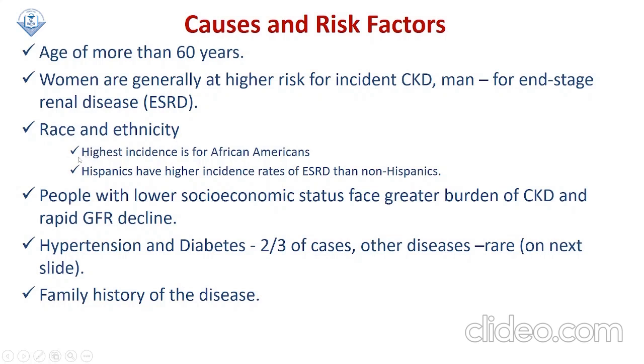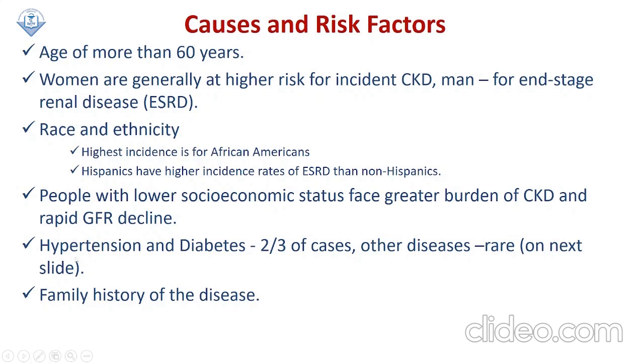For example, the highest incidence was found for African Americans, and scientists found that Hispanics have a higher incidence rate of end-stage renal disease than non-Hispanics. People with lower socioeconomic status face a greater burden of chronic kidney disease, and they have rapid GFR decline.